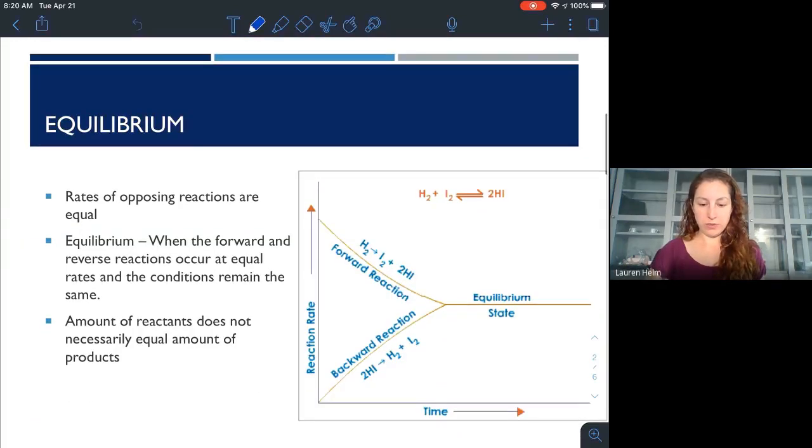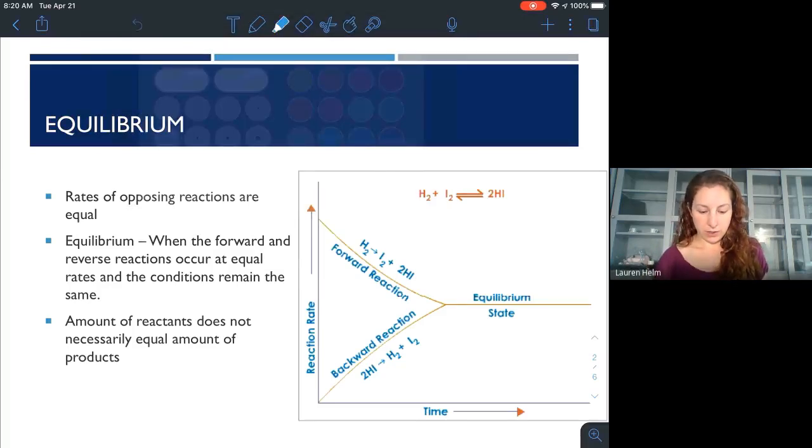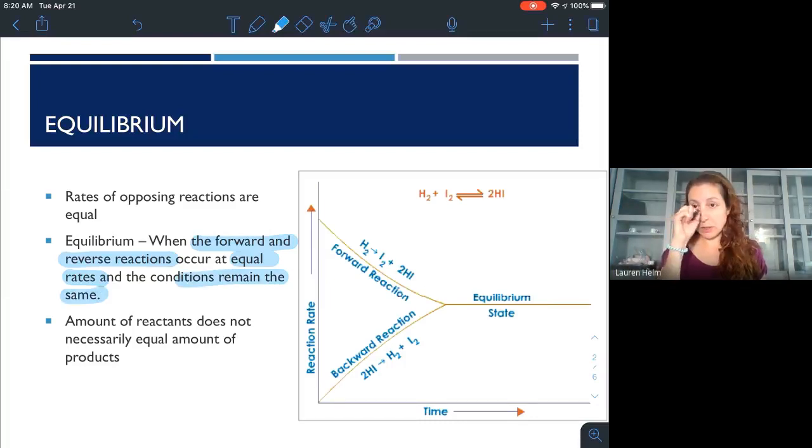So if we want to define equilibrium, what we're saying is the forward and reverse reactions are occurring at equal rates such that it looks like the conditions remain the same. So what does that mean? Well, you've seen reactions now that have this double-sided arrow. That means that there's two reactions that we can look at here.